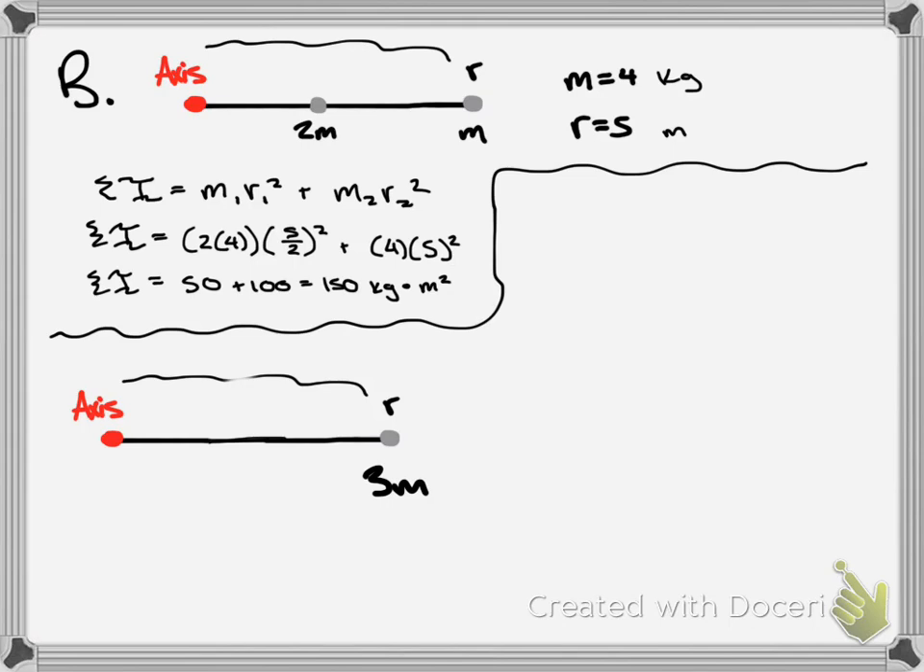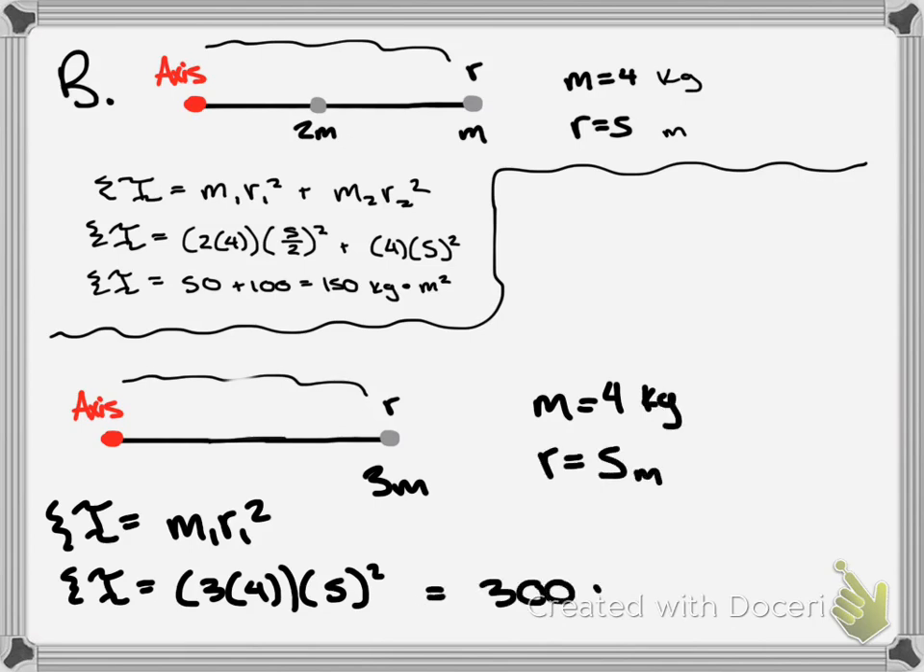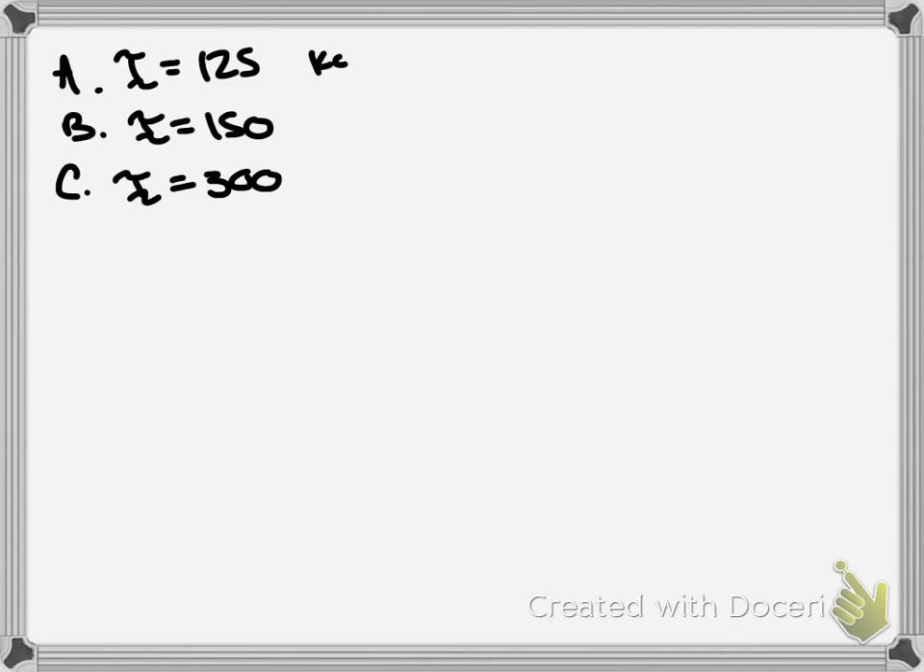Okay, since there's only one point here, the net inertia is just M1 R1 squared. And M is still 4 and R is still 5. So this becomes 4 times 3, because it's 3m, and R1 becomes 5 squared, and you end up getting that your net inertia is 300 kilograms times meter squared. Okay, so we know that the inertia for rod A is 125, for B it's 150, and for C it's 300 kilograms times meter squared.